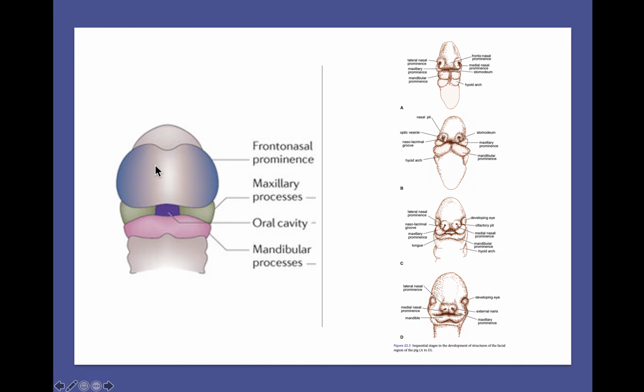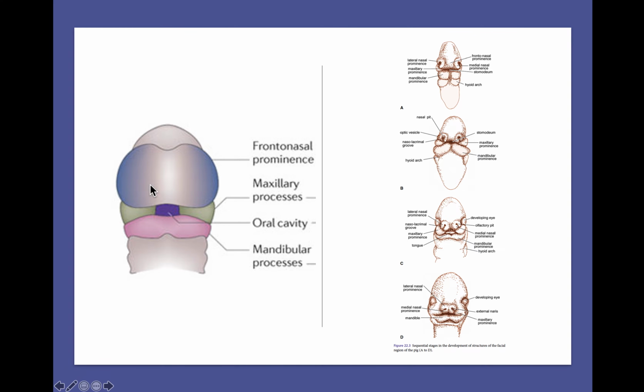We have the first one here, which is the prominence called the frontonasal prominence, and this usually develops in the area of the telencephalon. Then we have the maxillary processes or maxillary prominence, and the ventral one here, which is called the mandibular processes or prominence. As we know, these mandibular processes fuse together to form the lower jaw, and these maxillary processes fuse together to form the upper jaw, which includes the maxillary and the incisive bone.